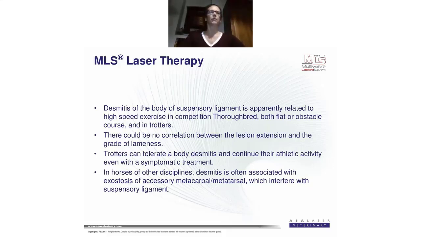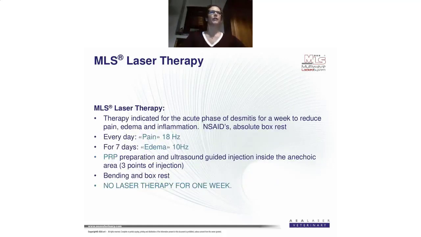So this was just some reminders of what these lesions are. In this case, everyday pain for 7 days, pain and edema protocols, then PRP preparation and ultrasound guided injection inside the anechoic area. In this case, I used 3 points of injection, bandaging and post rest, no laser therapy for 1 week.